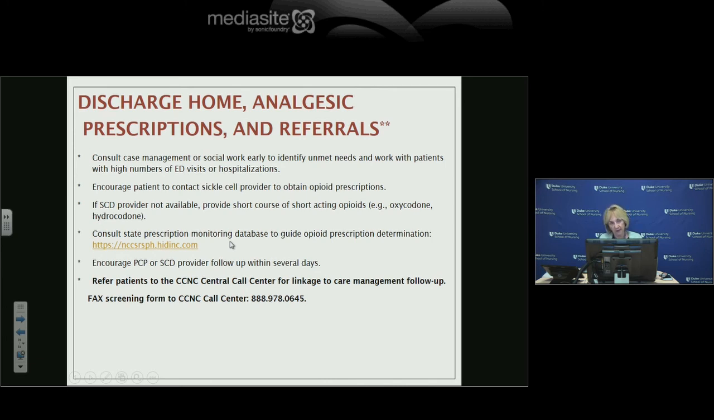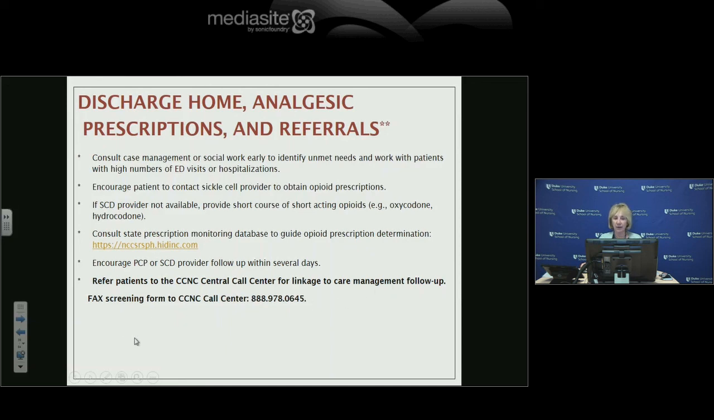We need rapid aggressive treatment of acute pain, and we need very judicious not prescribing opioids. So opioid prescription for this population is not recommended at all. They should be getting those drugs from their sickle cell provider, and we encourage the patient to follow up with their PCP or sickle cell provider within several days.